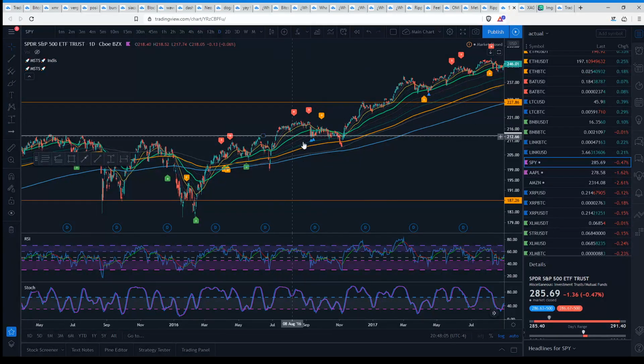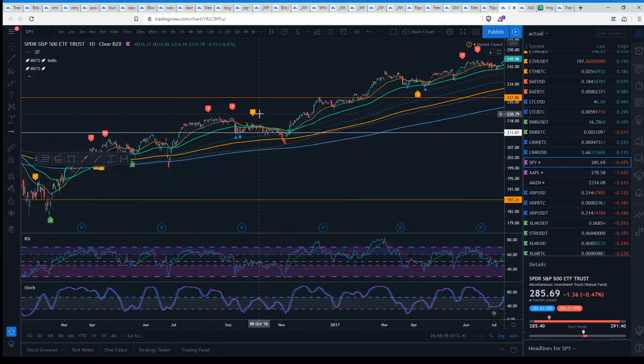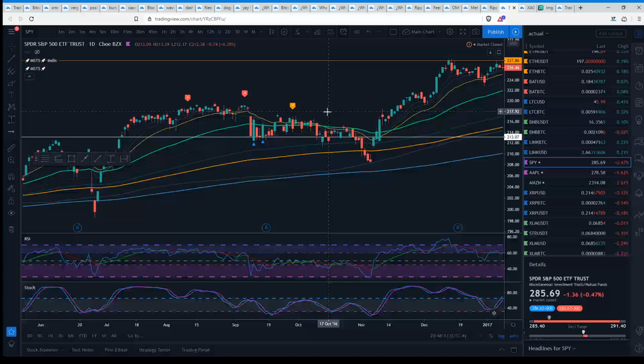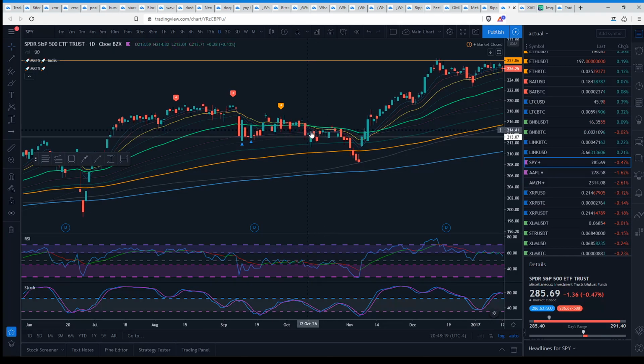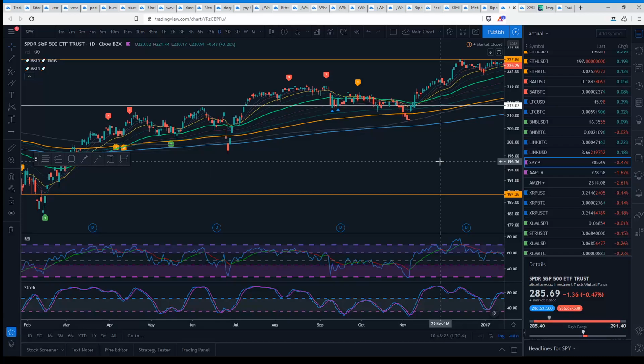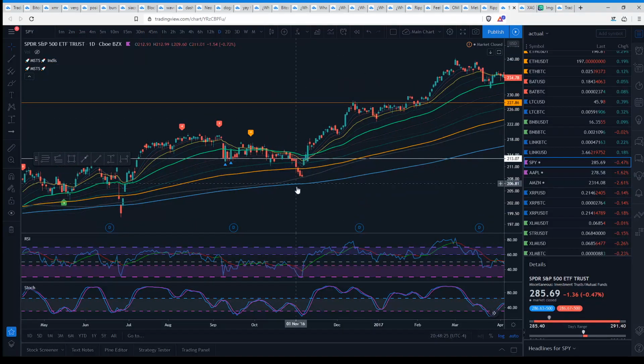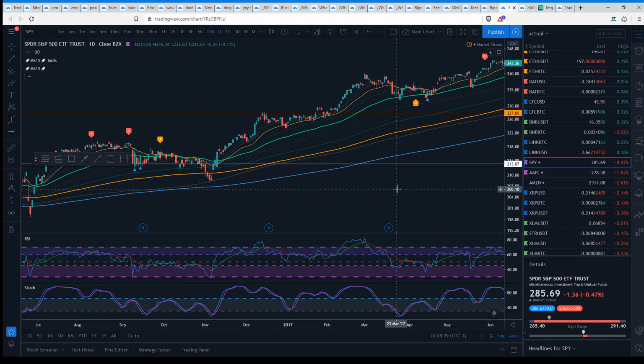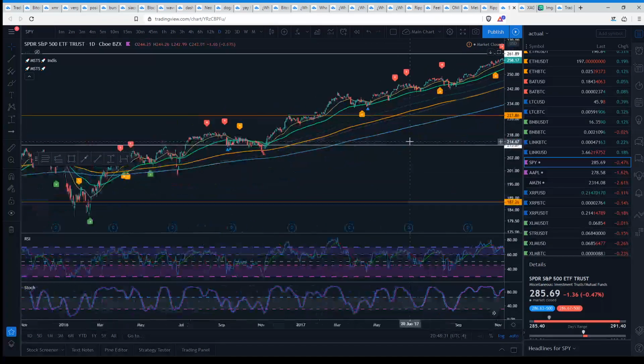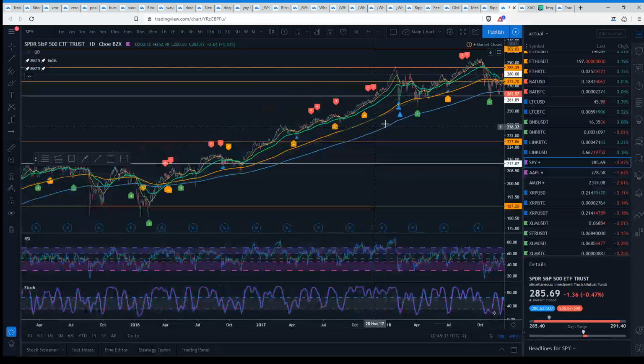Right here, for example, you could have added to your position, and right here you have indications that the trend is strengthening to the downside, and then you have a nice cross of the 21 and the 55 and a rejection. You could have played this most probably, and it ended right at the 200 MA, 200 simple moving average.